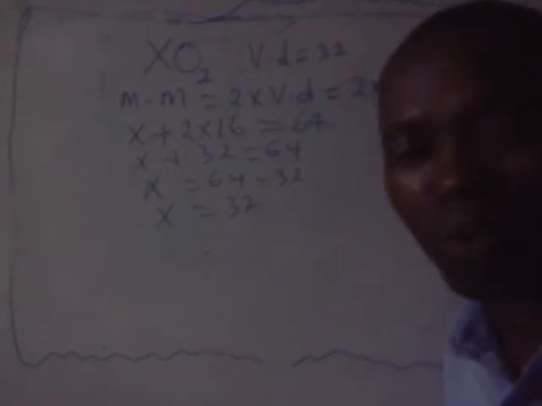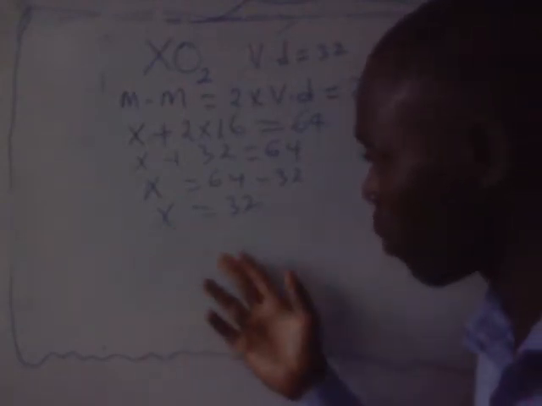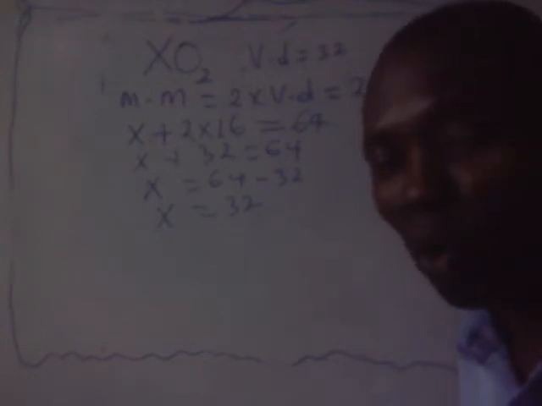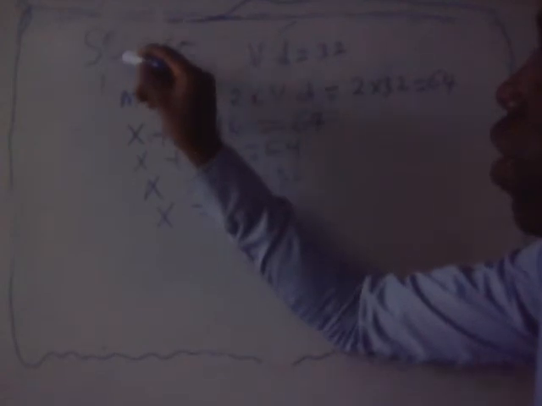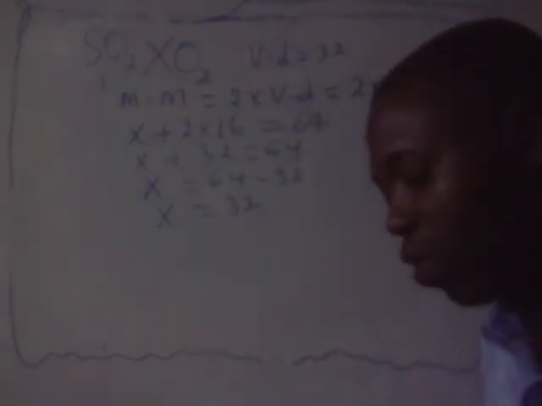And guess what? The element with atomic mass 32 is what? Sulfur. So invariably, that means this X is sulfur. So SO2, that's our gas. Okay, let's look at the options.